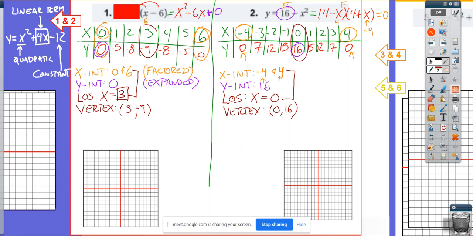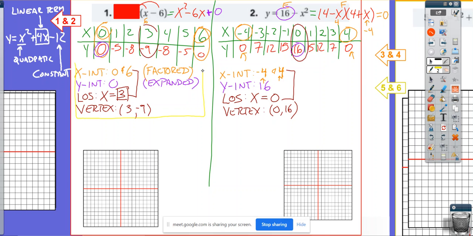Okay, so here's what we're going to do, and I'm going to keep this in the video for the instructions. So your job is not to make a table. Your job is not to make a graph. Your job is to create this table right here.